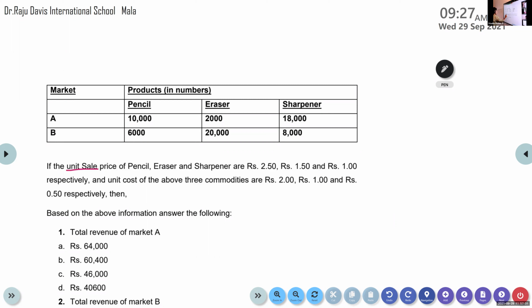So it is given the selling price of each unit. And the unit cost of the above 3 commodities. Unit cost means the cost price of the unit. Cost price of 1 unit is given as rupees 2, rupees 1, and rupees 5 respectively. Then, based on the above information, find the total revenue of market A.